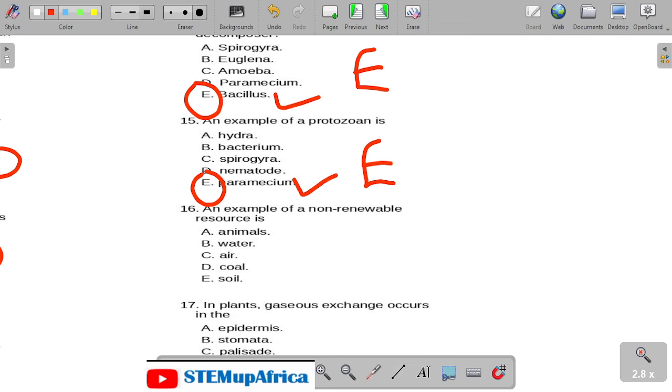It's an example of non-renewable source of energy. Coal is not renewable, water is renewable, the soil is renewable, the air is renewable. You have coal as a non-renewable source of energy. That gives us option D.